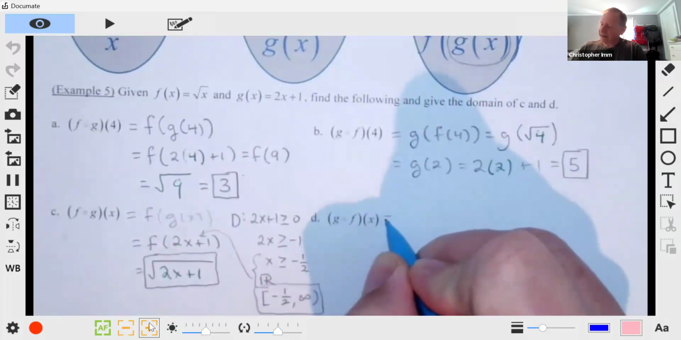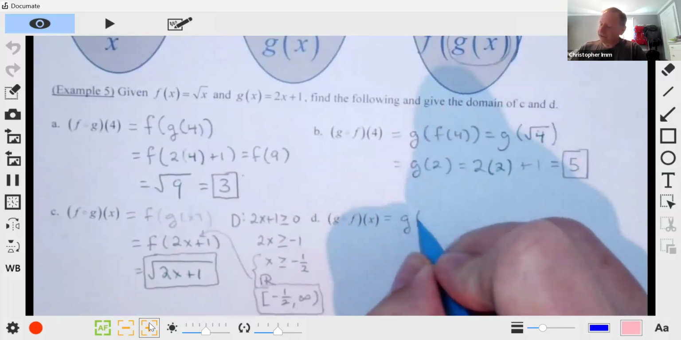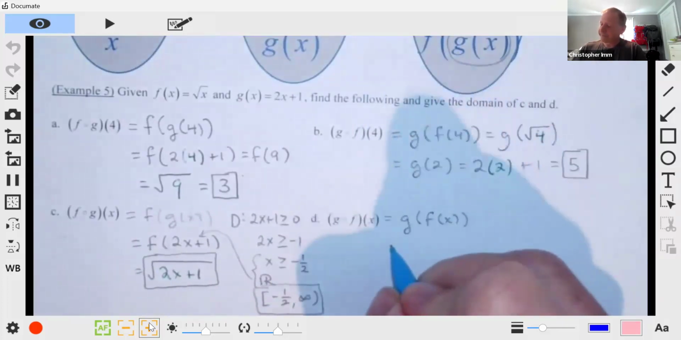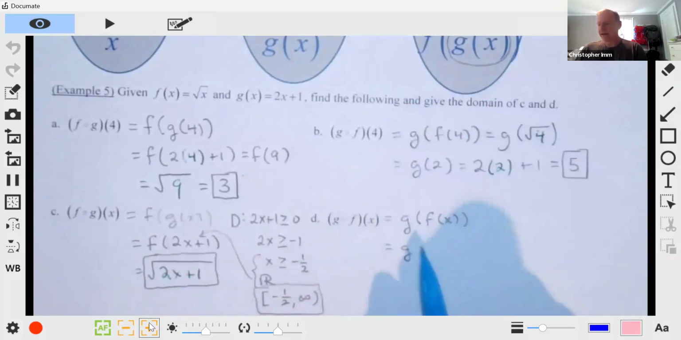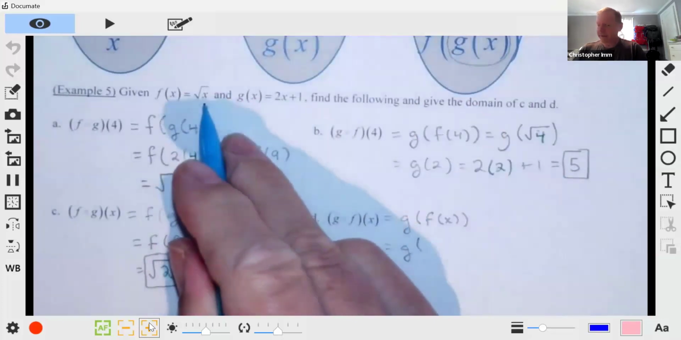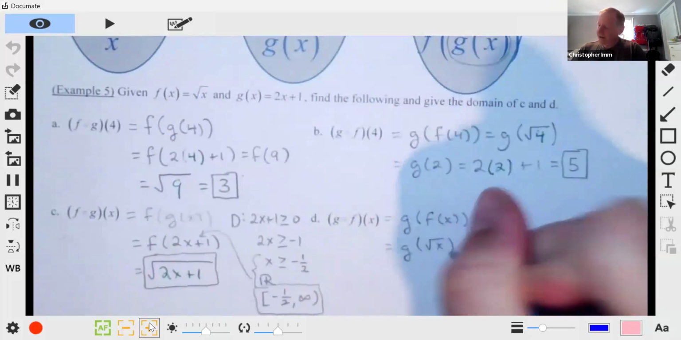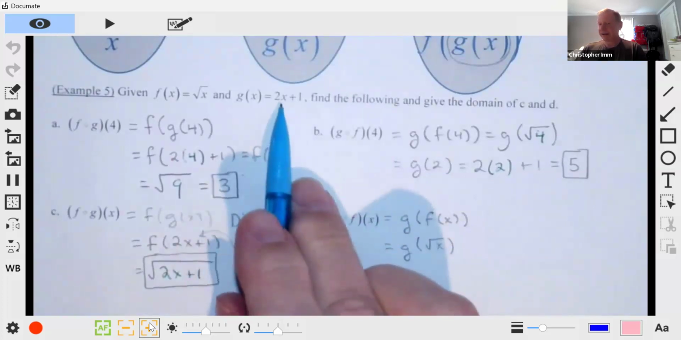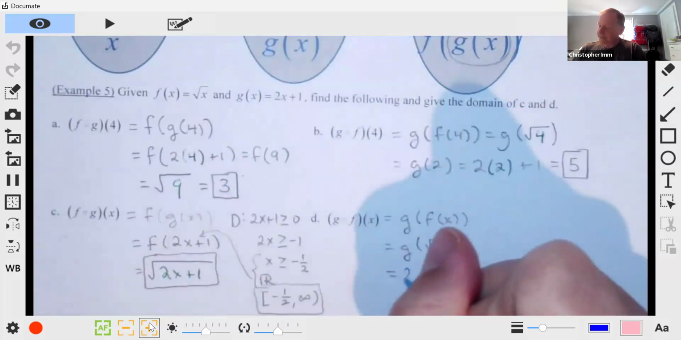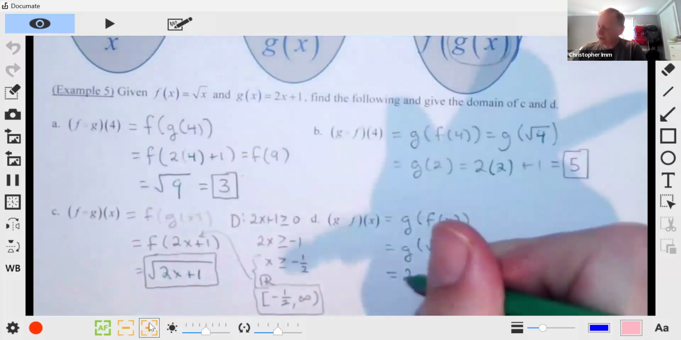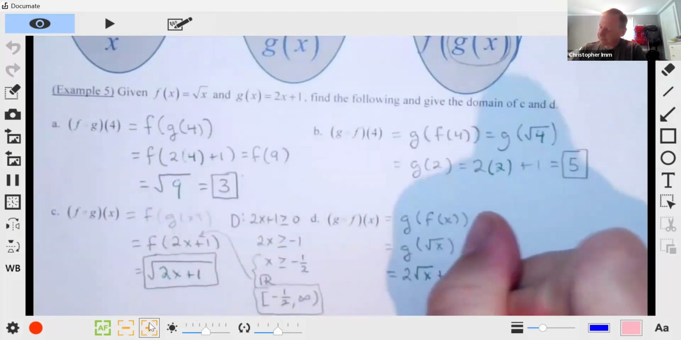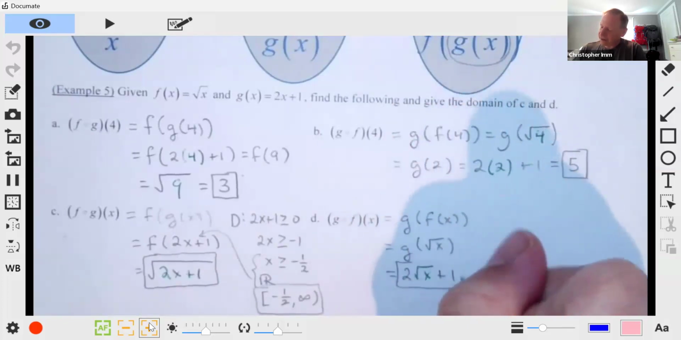Let's try to find a function rule for g of f of x. First, I rewrite. Second, I go ahead and substitute for that f of x. That's going to be my square root function. So I go to my g function, wherever I see an x, I'm going to plug in that square root. So I have 2 times, there's an x, so I have the square root of x plus 1. That's my new function.